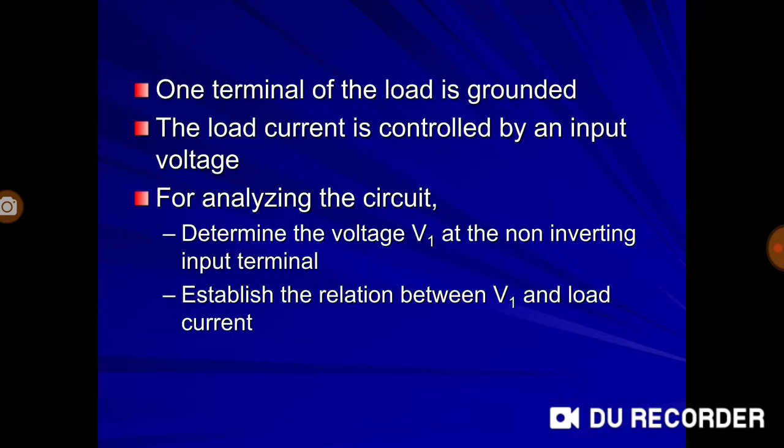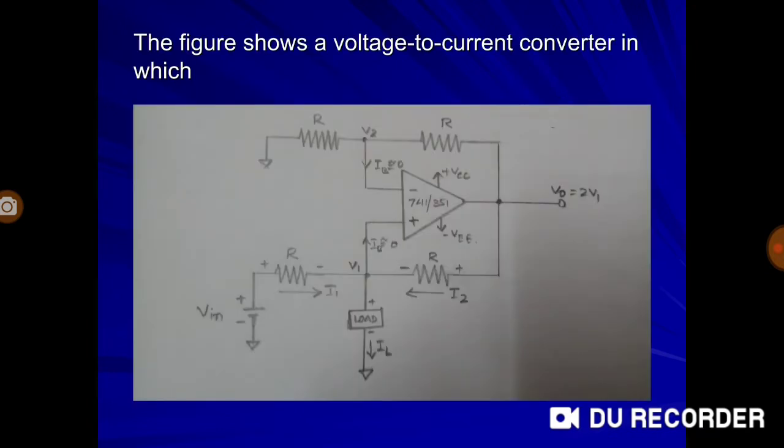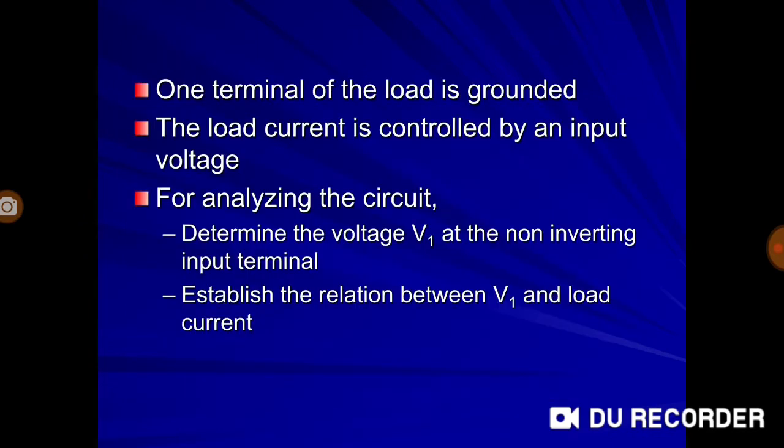Now what we just studied is one terminal of the load is grounded. The load current is controlled by an input voltage. That has to be taken into account, that Vin is actually controlling the load current. Next, for analyzing the circuit, two things need to be done. First, determine the voltage V1 at the non-inverting input terminal, and second, establish the relation between V1 and load current. Because we are doing voltage to current converter with grounded load, the input voltage has to be converted into output current.